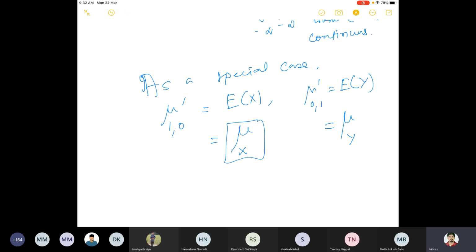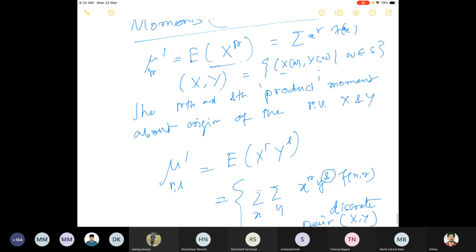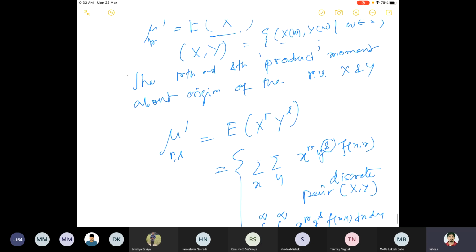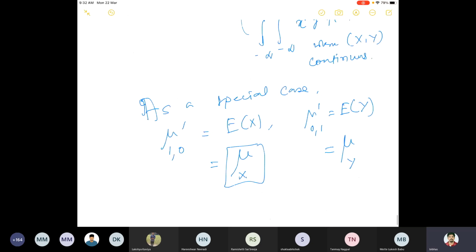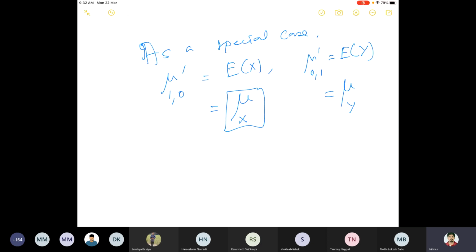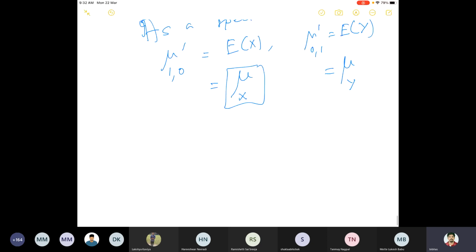So this is the joint one, the product moment. Here I have the individual moment, which is our individual mean. You can say this is the expectation value. This is mu x, mu y. Now the same thing I can extend to define the product moment about the mean.